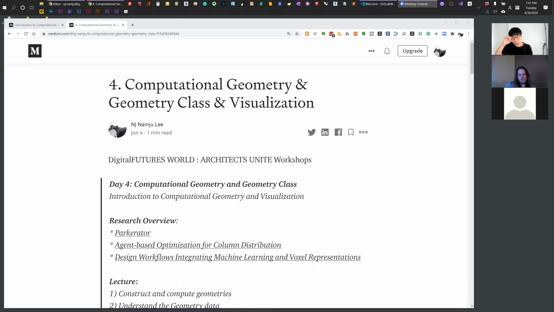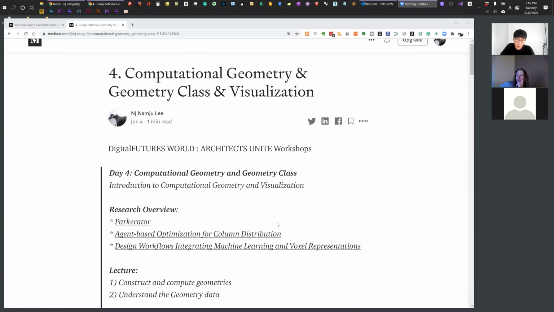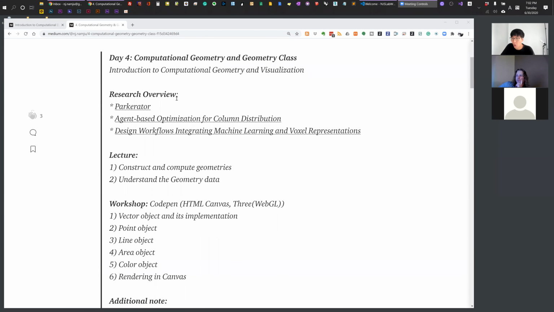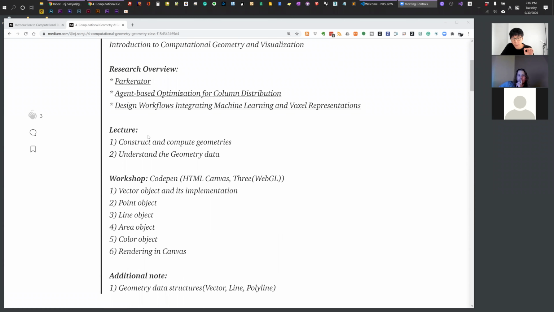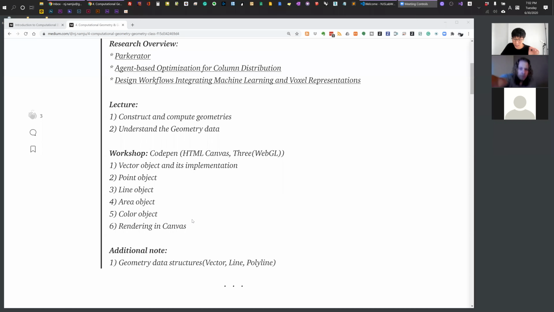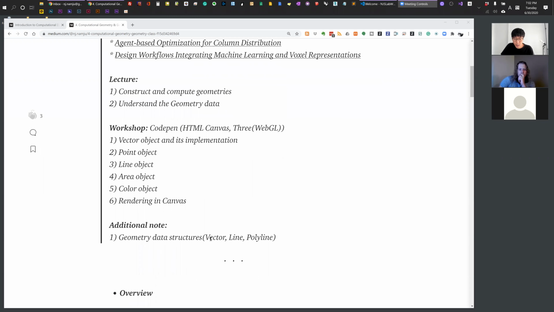Okay, so today I am going to talk a little bit about computation and geometry and geometry classes, particularly using TypeScript and visualization things. So as we did, we have three sorts of research overview that I have done before, and then a little idea about the geometry or class things in TypeScript. And then we have a bunch of workshops as we did. Yeah, we need to create some mathematical geometry objects today, and then try to visualize these objects in the Canvas API.